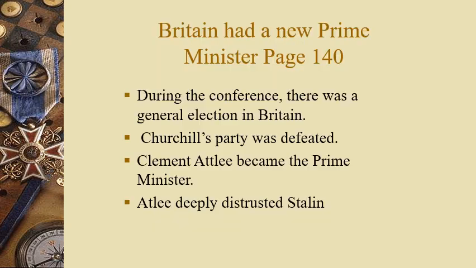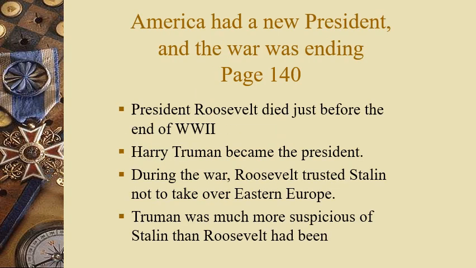As mentioned earlier at the beginning of the lesson, during the conference, this is now the Potsdam Conference in July of 1945, Churchill's party is defeated in Britain and Clement Attlee becomes the Prime Minister, and as I also said, he did not trust Stalin. Roosevelt, as I also mentioned, died just before the end of World War II. As I also said, Harry Truman becomes the president.